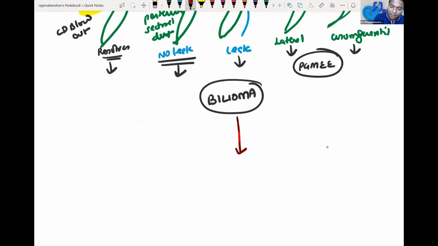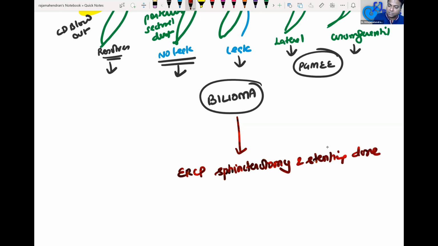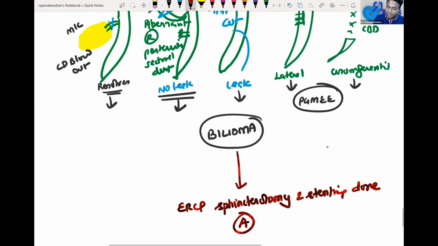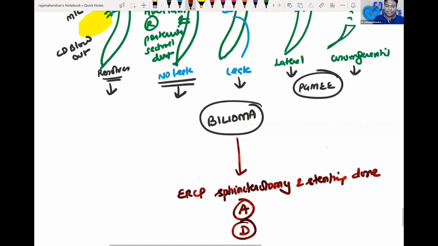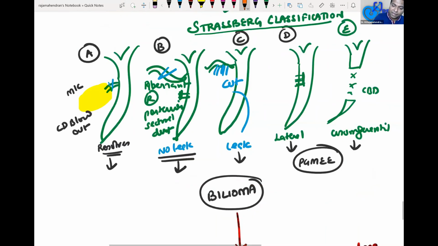I may do an ERCP, sphincterotomy and stenting for a few cases. ERCP, sphincterotomy and stenting can be done. For which cases? For A injury, I will do like that. It is useful. If I do it for D, it is useful. You can see, I can do an ERCP and sphincterotomy and I can put a stent like this. Plastic stent inside the bile duct. This is A, it is useful.